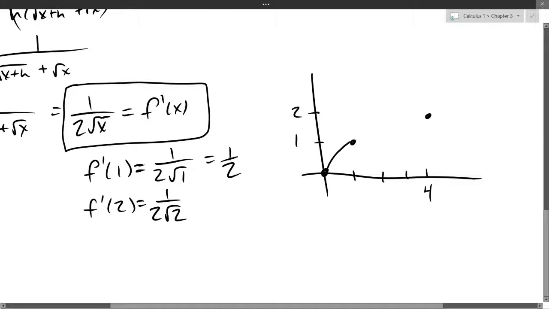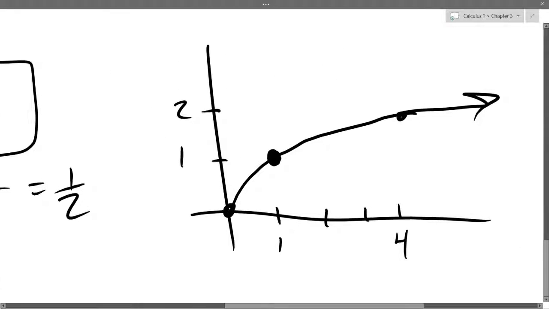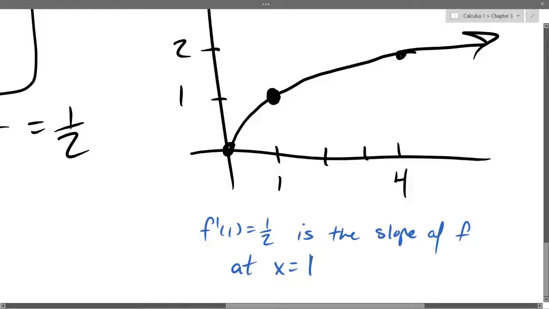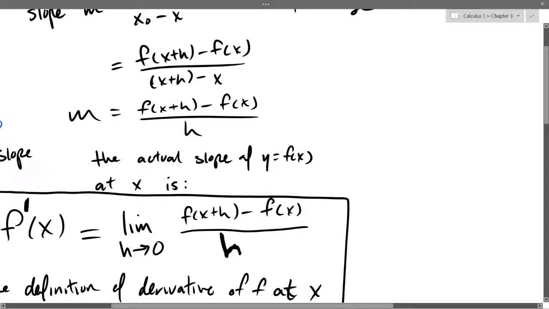So what I did first, what is f prime of 1? This, if I scroll back to the top, this was the slope of f at x equals 1. So that's exactly what I defined the derivative to mean. Just run back up here. The actual slope of y equals f of x at x is, and we did all that work. So we're looking at 1. The actual slope is 1 half. I'm going to draw the actual tangent line now using that slope. So here is our 1 half y value.